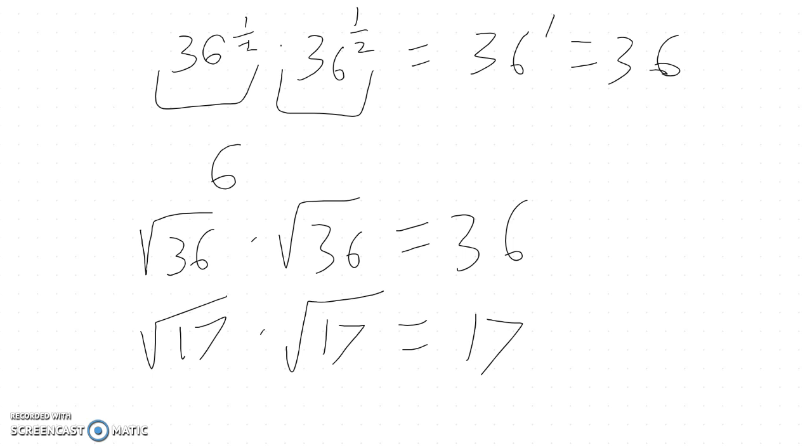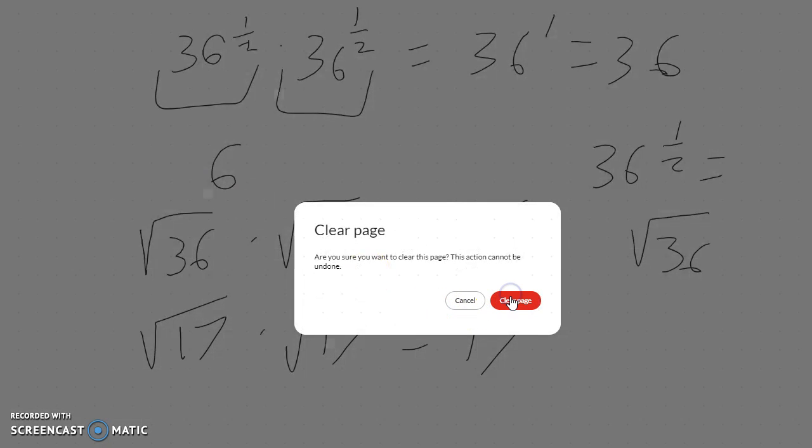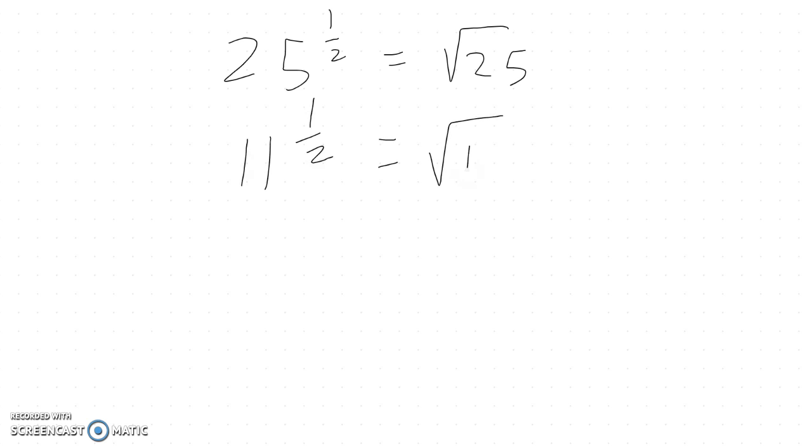Now, 36 to the 1/2 and the square root of 36 seem to be acting really similarly. You know why? They're the same thing. 36 to the 1/2 is the same thing as the square root of 36. In fact, anything to the 1/2 is the square root of that thing. So 25 to the 1/2 equals the square root of 25. 11 to the 1/2 equals the square root of 11.